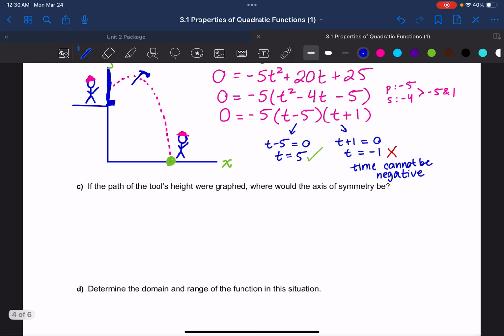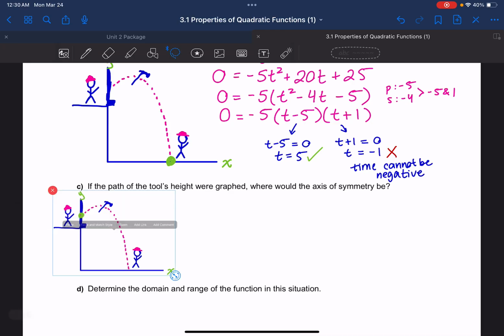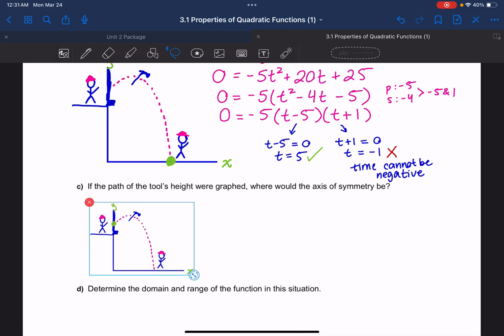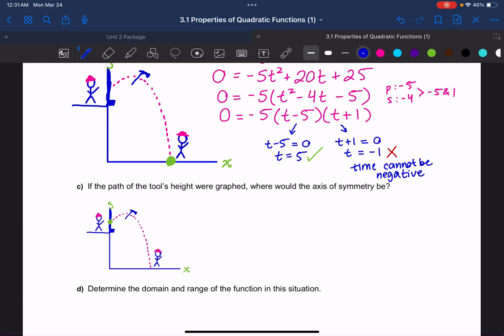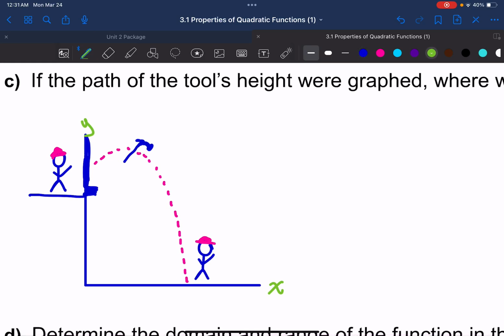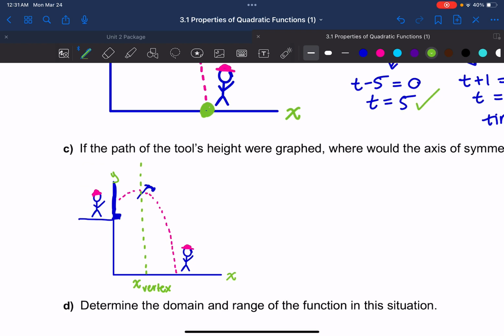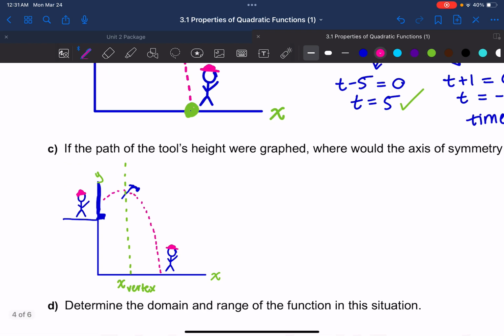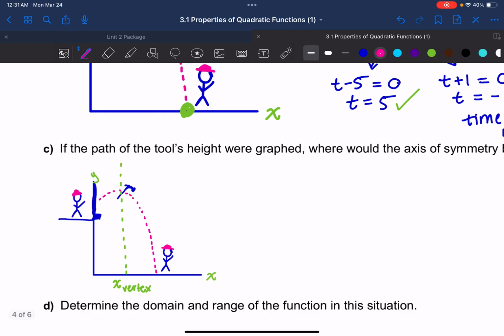We already talked about that. So again, where this tool is being thrown, I'm going to paste again my lovely diagram. I'm going to make it a little smaller just to fit in here. If we're talking about the axis of symmetry, we said that that is at the vertex. So I'm going to just draw a little dotted line here, and I'm going to write that this is our x-vertex.